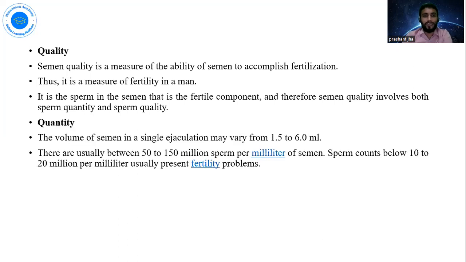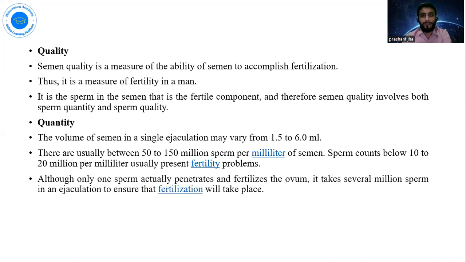The volume of semen in a single ejaculation may vary from 1.5 to 6 ml. There are usually between 50 to 150 million sperm per ml of semen. Sperm counts below 10 to 20 million per ml usually present fertility problems. So a sperm count below 10 to 20 million per ml may lead to infertility or other problems related to the reproductive system or reproduction.